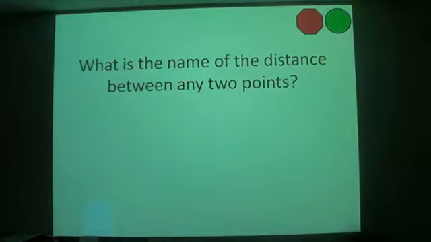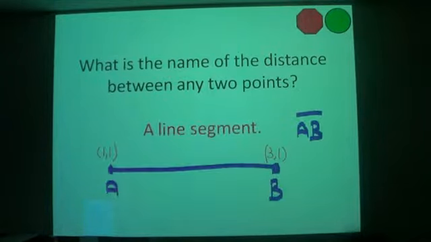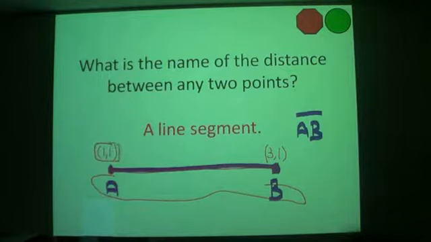What is the name of the distance between any 2 points? If you need to, just click on the stop sign. It's called a line segment. A line segment has a start and it has a finish. And the distance between the 2, in this case the distance between A and B, denoted here by its place on the Cartesian coordinate system, x is 1, y is 1, x is 3, y is 1. This is called a line segment. And here's the way we denote a line segment. This simply means line segment AB.